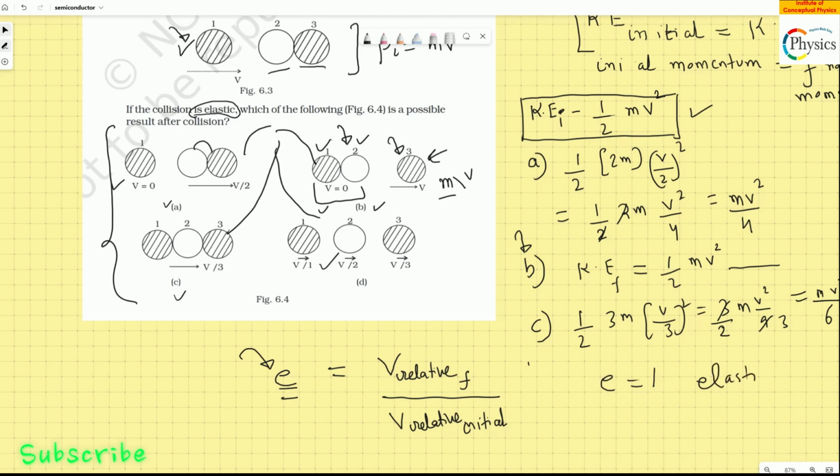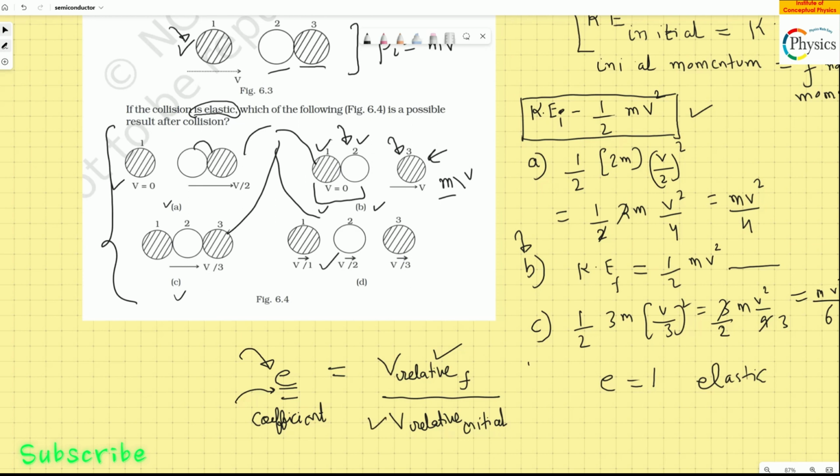Please go through my video on the coefficient of restitution. When you study collision, it is very important that you understand the concept of the coefficient of restitution. When I say coefficient of restitution, I mean e. This coefficient of restitution is a ratio of the relative velocity after the collision and the relative velocity before the collision. This is very important for you to understand.